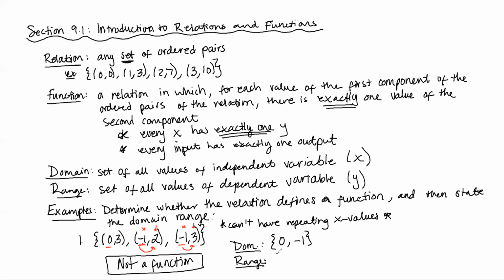And now for our range, this is all of the y values. We're going to have 3, 2, and 3. Again, that 3 repeats itself, so let's just put 3 and 2. Oops. Make sure that is a curly bracket at the end. Now notice that I didn't put these in numerical order. That's kind of standard notation, so we should have -1 and then 0, and then 2 and then 3, but it doesn't matter. These are still correct. As long as you have your domain and range values written out, it doesn't actually matter what order you put them in.